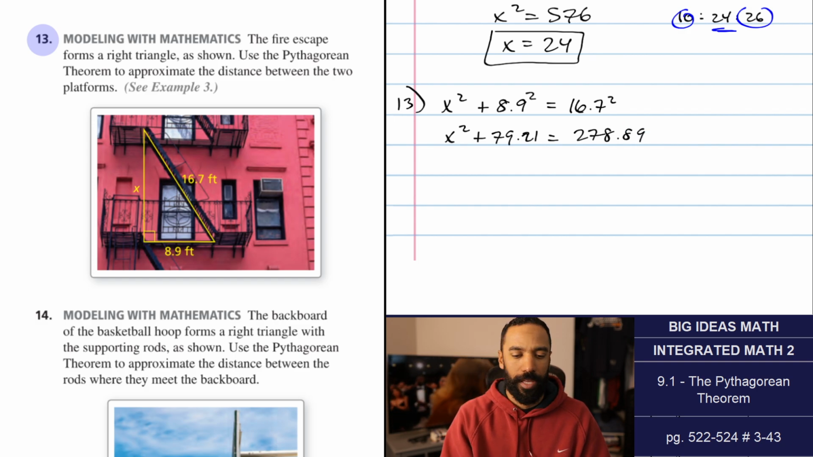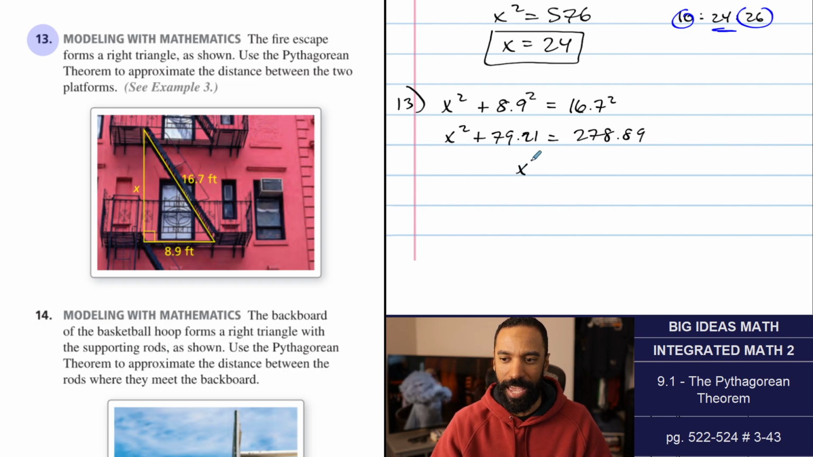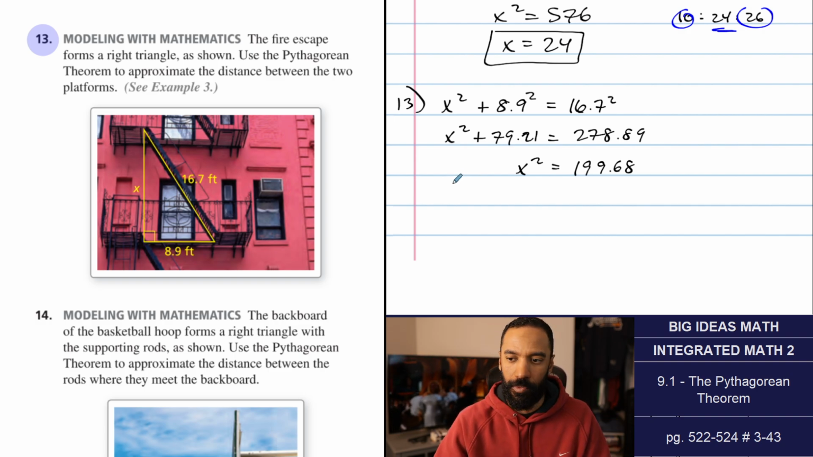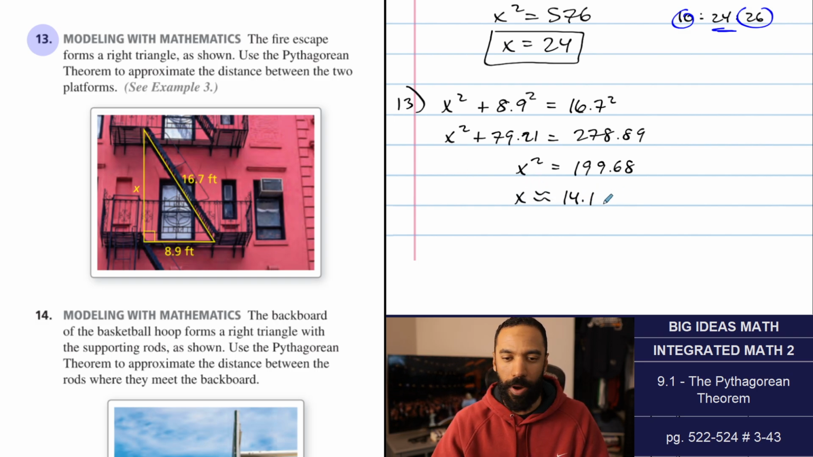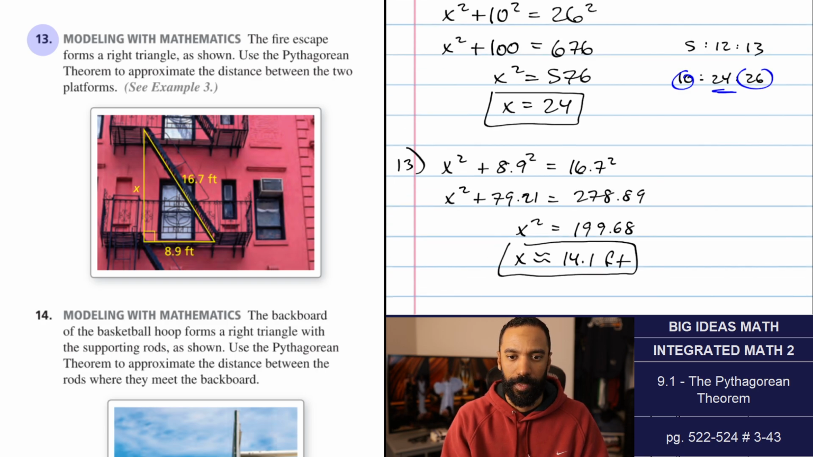278.89. Let's subtract 79.21 from both sides here. I'm going to use my calculator. And I get 199.68. That's not the answer. We have to take the square root of both sides. And I take the square root here. And I'm getting 14.1308, whatever. So I'll say it's about 14.1 feet. And that's the approximation for myself on that problem. Okay. All right.